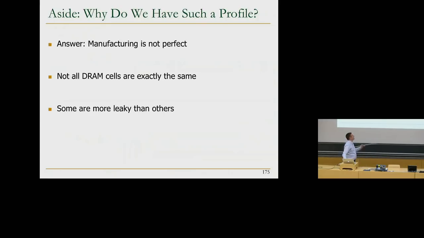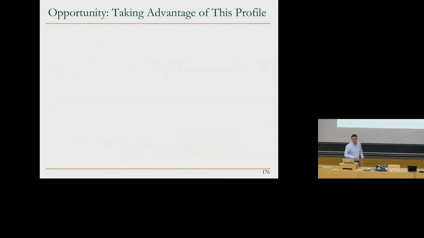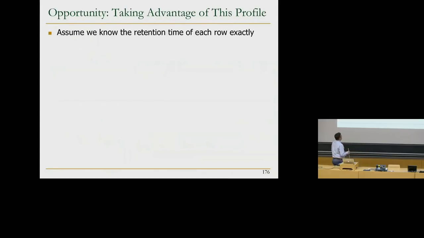So some cells are more leaky than the others, and this is the manufacturing process variation. And this gets worse the smaller we make the transistors. Remember, Moore was forcing us to put more and more transistors. We make them tinier and tinier, and the tinier we make them, the more variation they have, and the more margins we have to put so that they are operational. So there is an opportunity, if you know it, that we can take advantage of it.